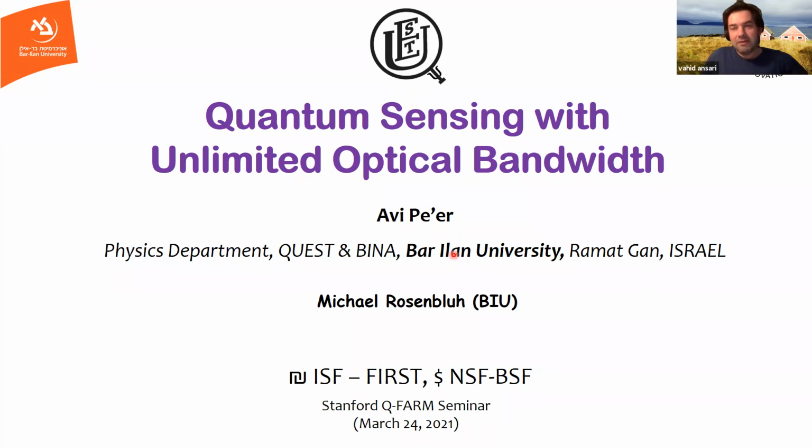So it's my pleasure today to have Avi Per for a Q-Farm seminar. Avi received his PhD in 2005 from Weizmann Institute of Science. He then went for a postdoc to Gila at the University of Colorado. After that, he went back to Israel and became a professor at Bar Ilan University, where he's been since 2008. His group specializes in quantum optics, in particular ultra-fast broadband squeezed light generation and detection of it for applications in quantum communication and quantum sensing. Today he's going to tell us about his recent work in that area, specifically quantum sensing with unlimited optical bandwidth. Please, the stage is yours.